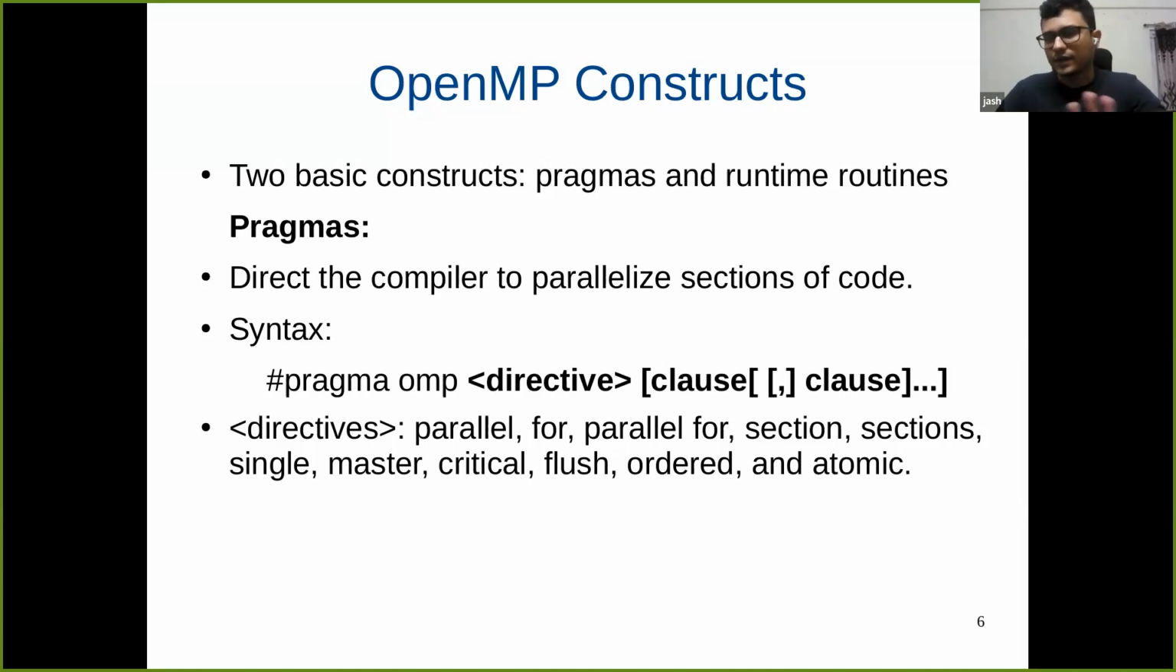Any question on pragmas? We'll see the practical example today itself. Are these 12 directives the only ones, or does the list include more? Sorry, I didn't get your question. In the last point, you have listed directives: parallel for, sections, single, master, critical, flush, ordered, and atomic. Is this all, or are there more? There are more actually. I've just listed a few of them. Okay, thanks.